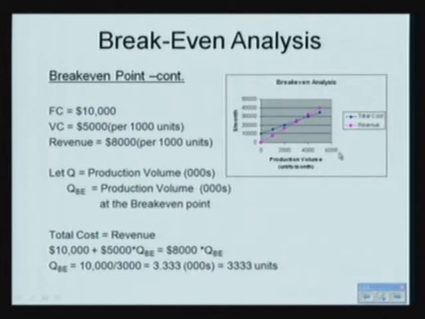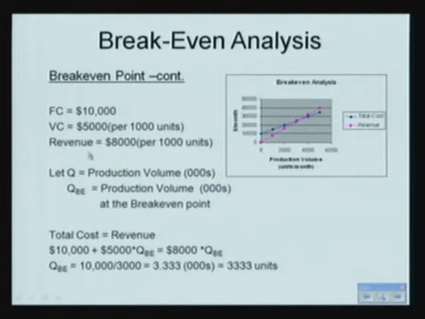So what we're going to do is let Q equal the production volume, and that's our unknown. So Q_BE, well, actually Q_BE is this point here. And it looks roughly somewhere, it's obviously between 2,000 and 4,000, and probably greater than 3,000. And that's going to be Q_BE.